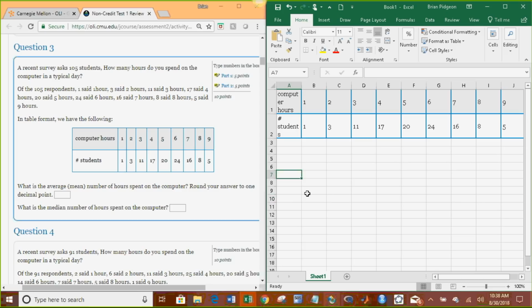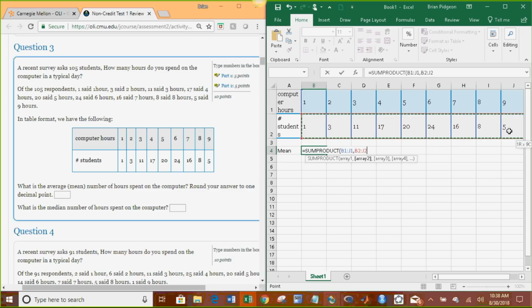So what we can do is use this function in Excel called sum product to help us figure out the sum of all of the observations, because that's how you calculate the mean. You add up all the observations and you divide by the total number of observations. So to find the mean, we're going to do sum product. Highlight one array, our x values, and then we also highlight how many times those values occur. And that value is 573. Now that's not the mean. That just tells us the sum of all of the observations.